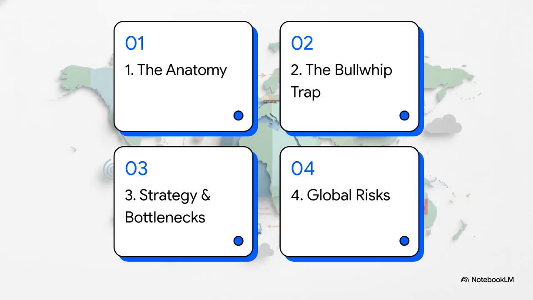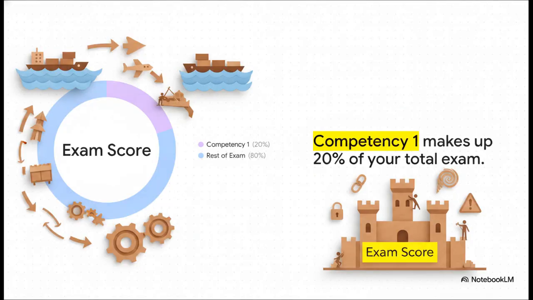Here's our quest roadmap for the levels we're clearing today. First up, the anatomy. Then, the bullwhip trap. After that, strategy and bottlenecks. And finally, global risks. Now, before we jump in, you really got to understand the sheer weight of what we're dealing with here. Competency 1 literally makes up 20% of your entire exam. That is a massive chunk. It's a critical, high-value target for sure. Mastering these specific supply chain and risk concepts, it's not just about passing one little section. It's actually about building this rock-solid foundation that's going to carry you through the remaining 80% of the material.